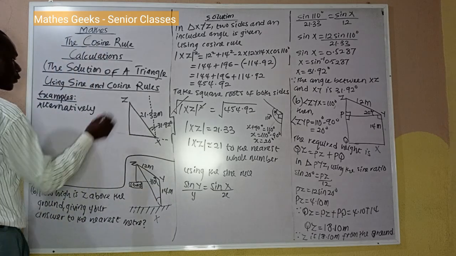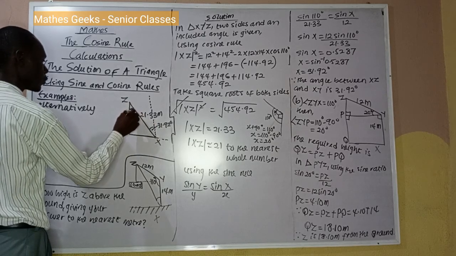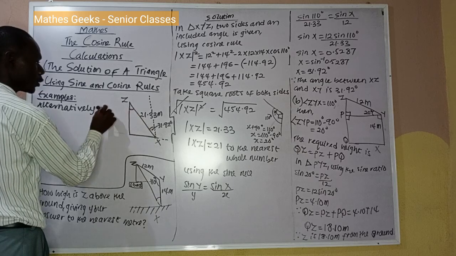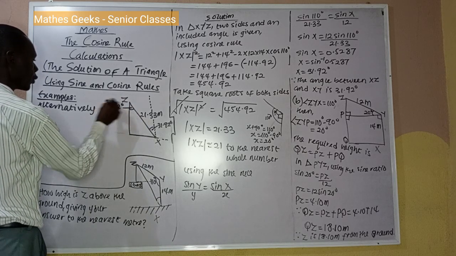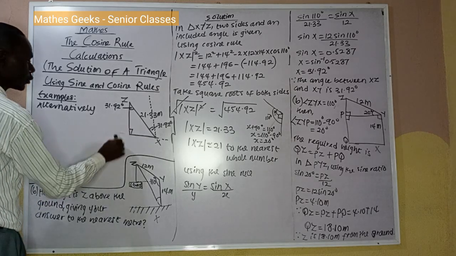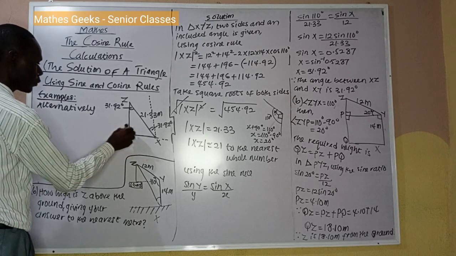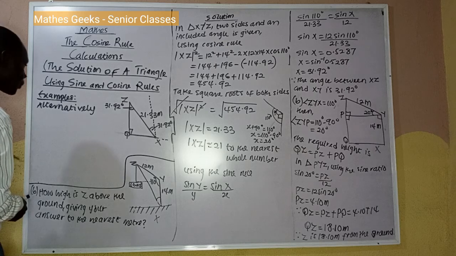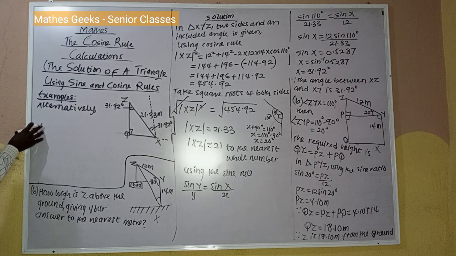Okay, so what we notice is that this angle is alternate to this angle here. By alternate angles, we have here to be 31.92 degrees also, and this is 90 degrees. So what we're looking for is Z, the distance of Z from the ground. So let's call here Q, ZQ.